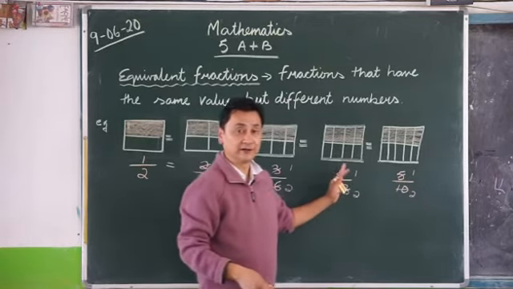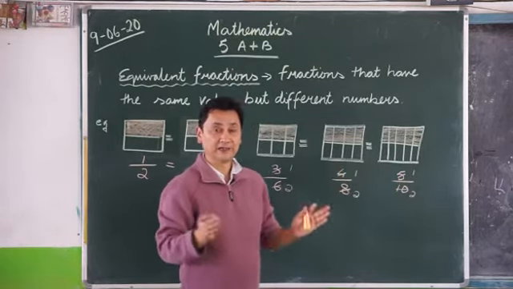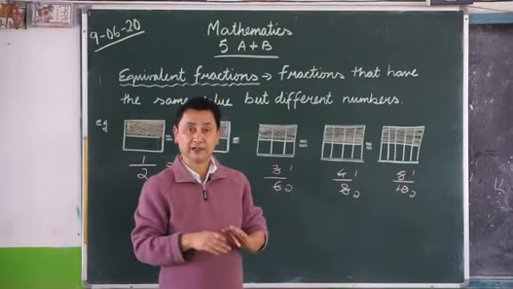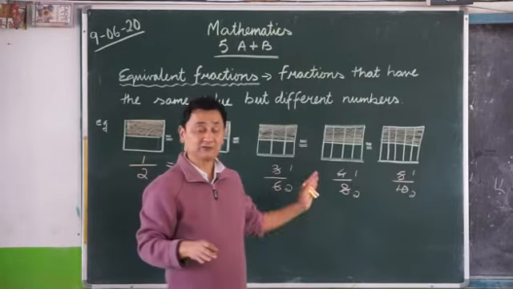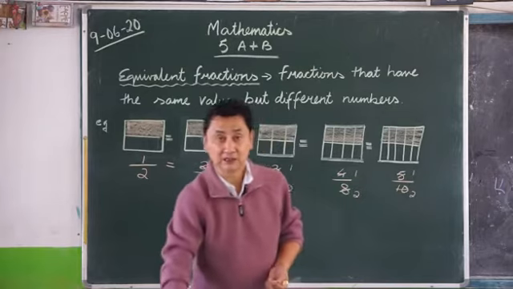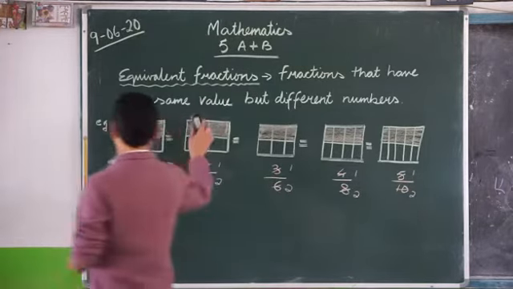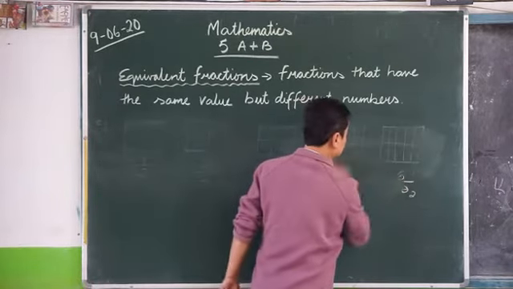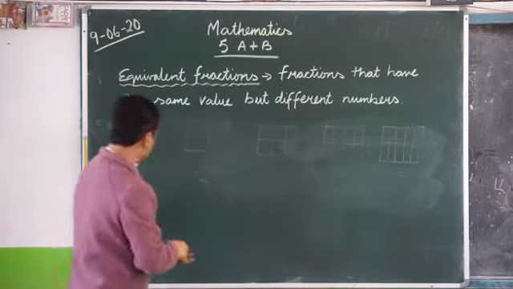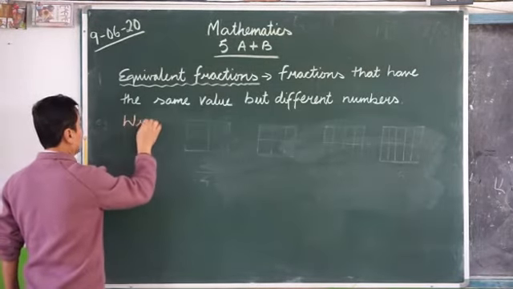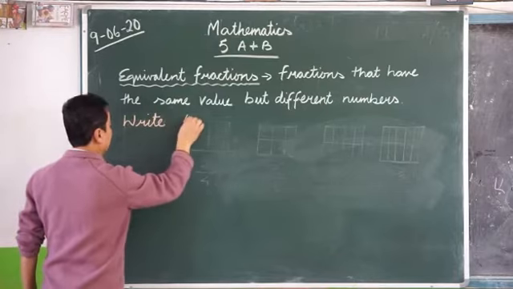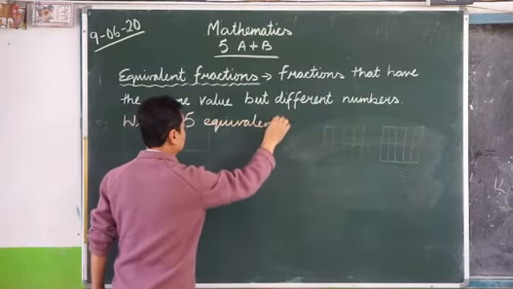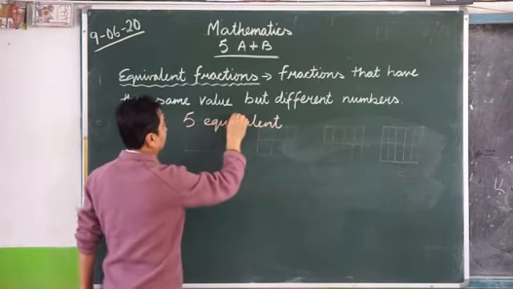Though the numbers are different, we are getting the same amount or the same proportion or the same number. It doesn't vary. So these fractions are known as equivalent fractions. Now let's see. I will rub off this and write it in numbers. Now what we have to do is, the question says write 5 equivalent fractions.